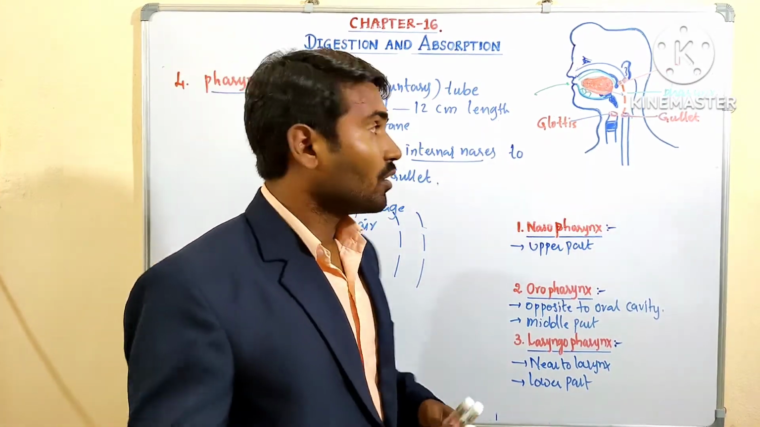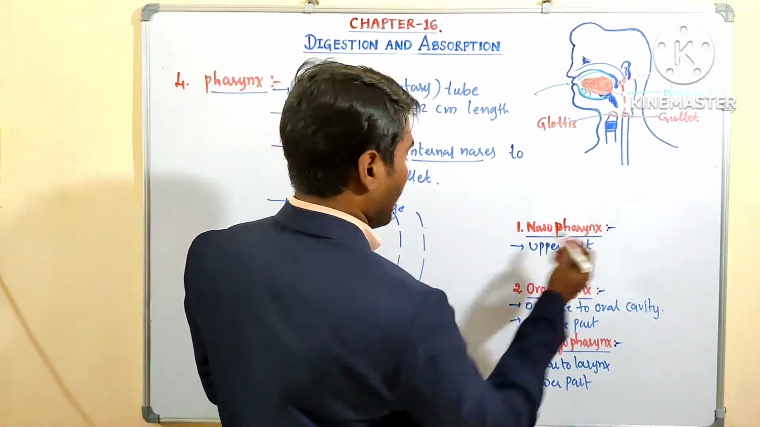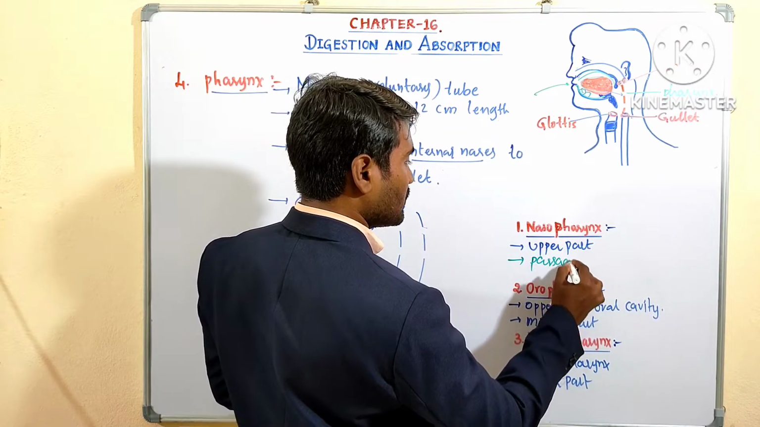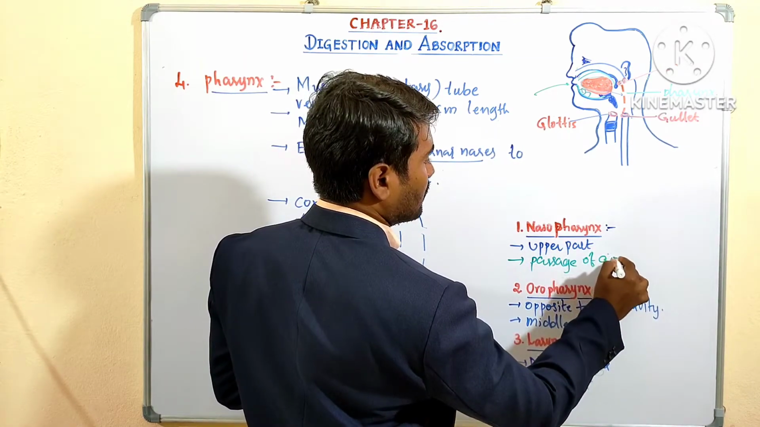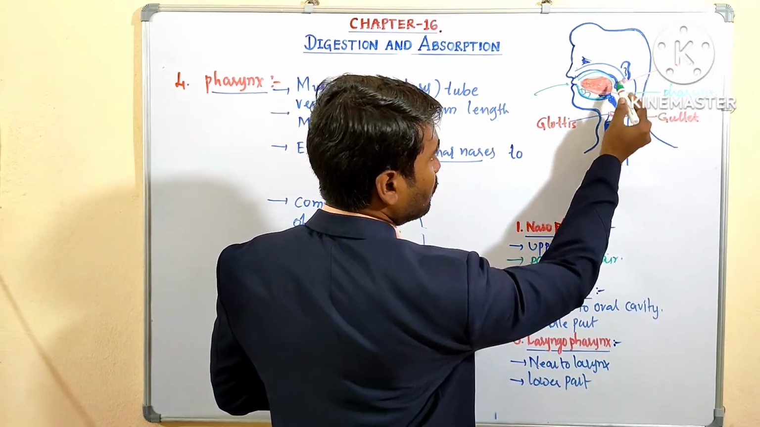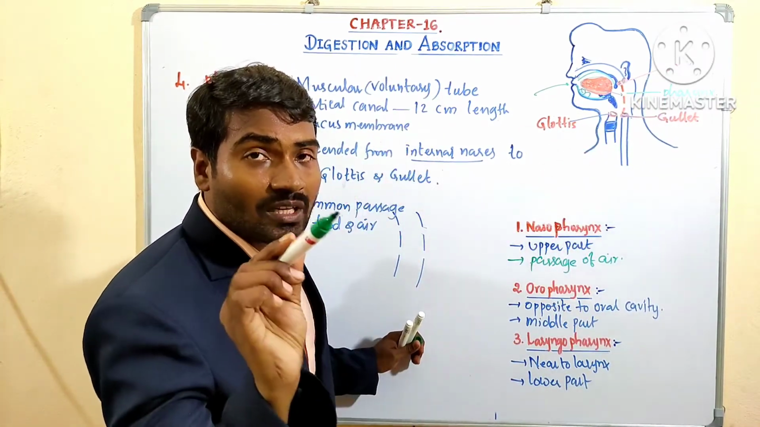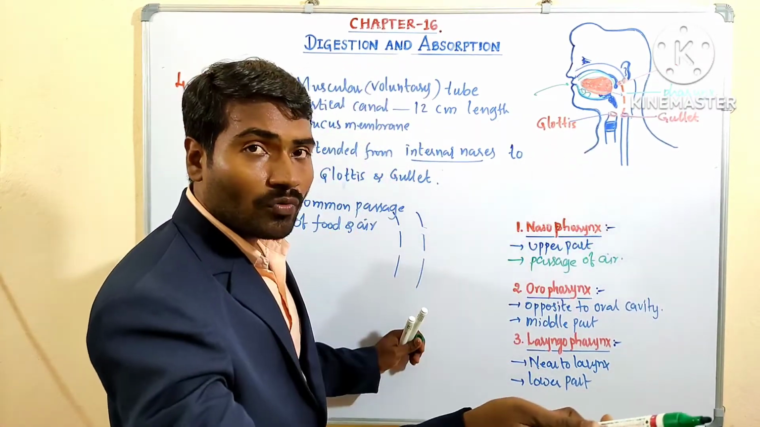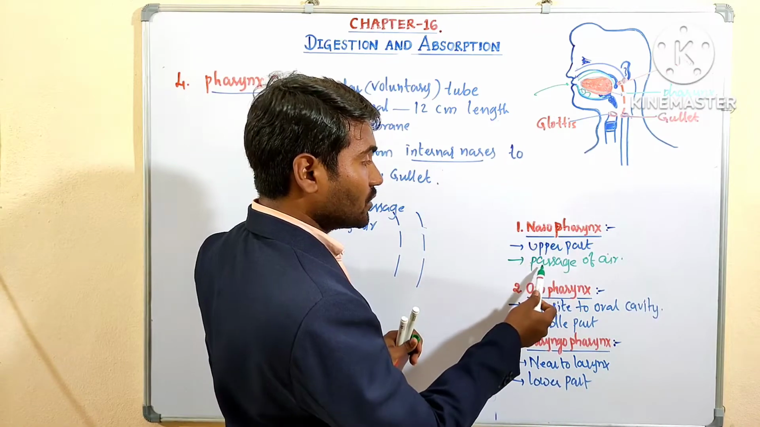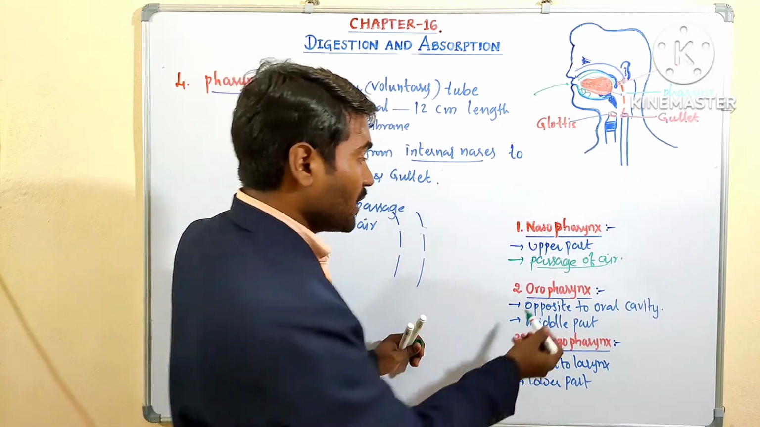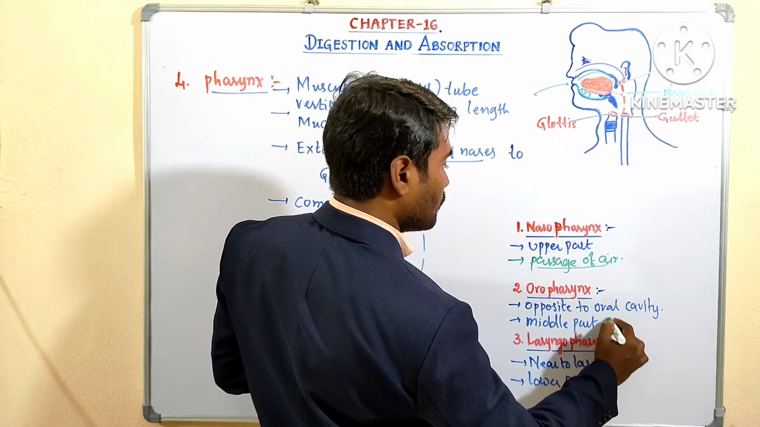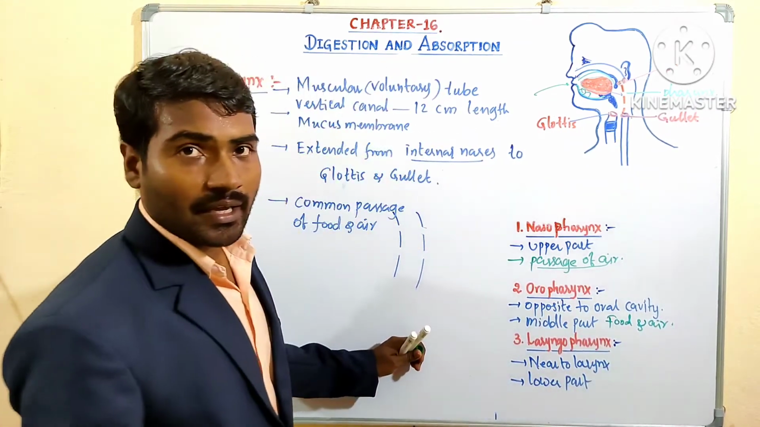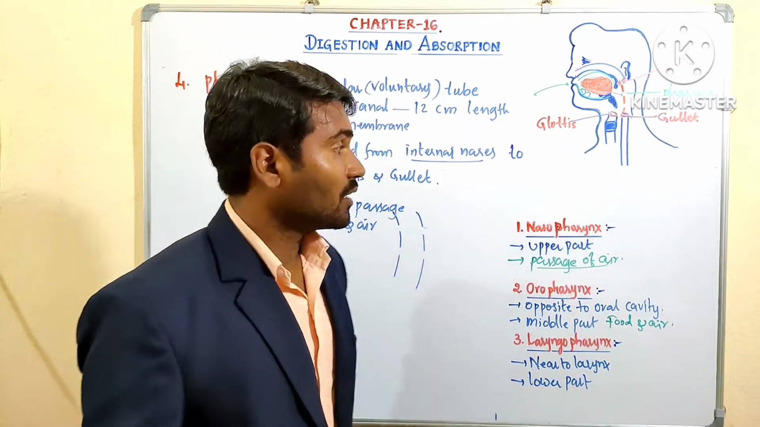But remember, the nasopharynx is only a passage of air. This point is important. Here only air is present, food is not present. Food does not come through the nasal cavity. Food passes from the oral cavity and then enters the oropharynx. So the nasopharynx is only the passage of air, but the oropharynx is the passage of food and air. Do you understand? Right.